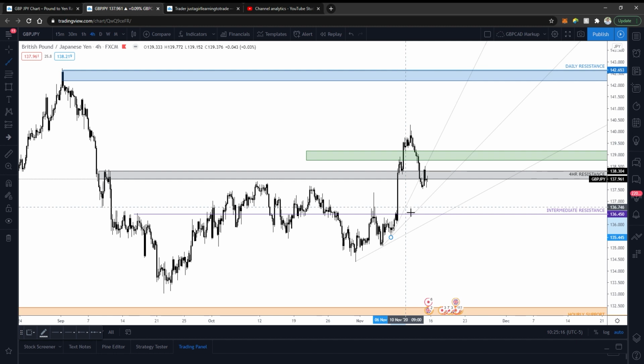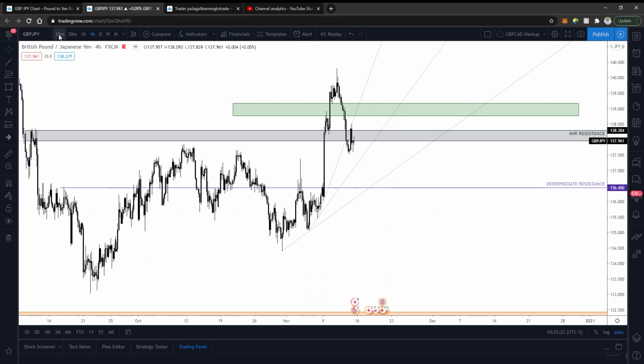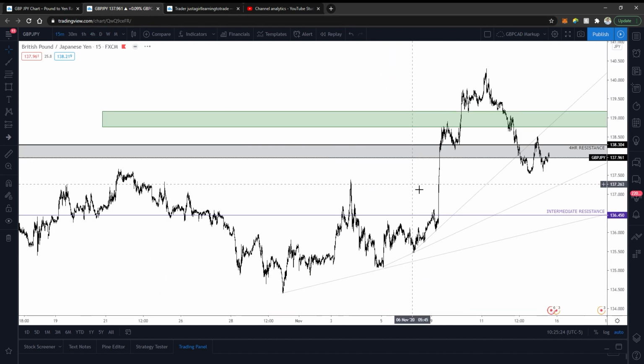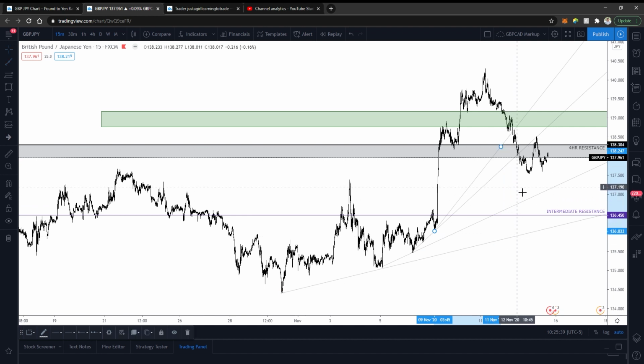And then to find my entry, I do go down to a lower time frame. And had I been paying close attention to this, this is why it's important to do your markups ahead of time. Had I been paying close attention to this, I would have been able to hop in on this a little bit sooner. But I really think we're probably going to see a pullback somewhere in here.